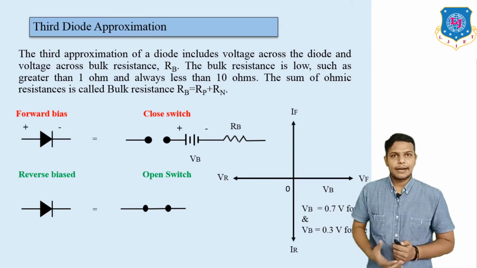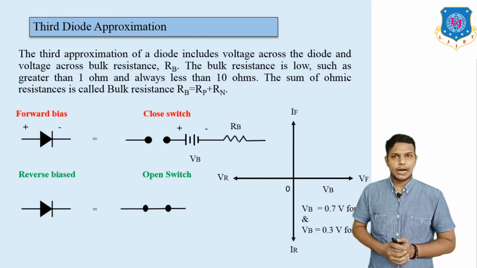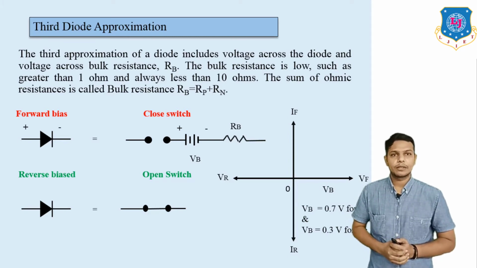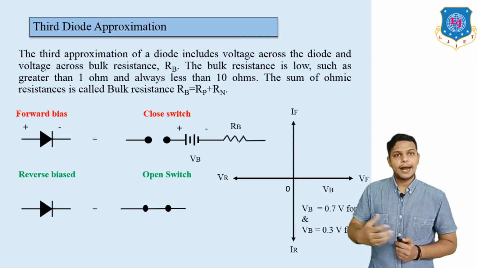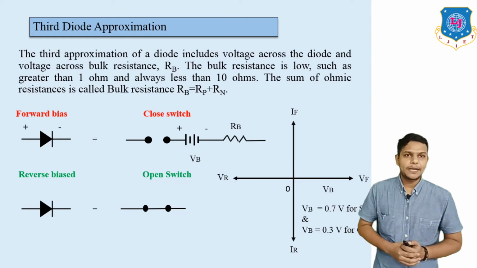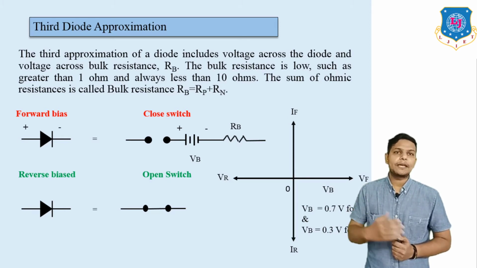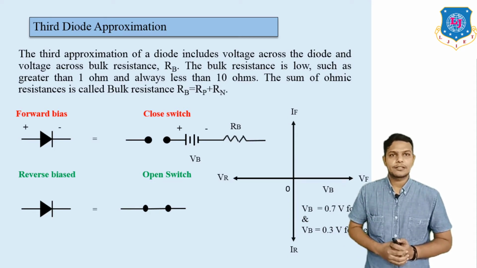So this is the advanced analysis, the third diode approximation. In this diode approximation, we include the voltage across the diode along with bulk resistance, which is known as RB. In bulk resistance, we can consider RP and Rn. Now, what is RP and Rn? RP is the p-type region's resistance and Rn is the n-type region's resistance. So the combination of RP and Rn becomes RB, which is known as bulk resistance.